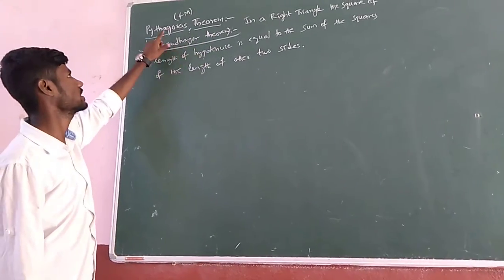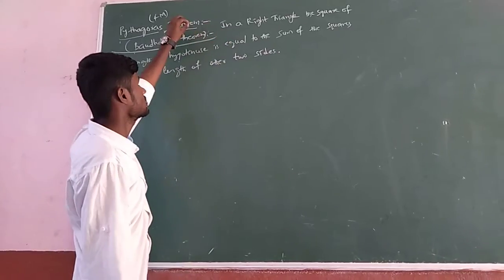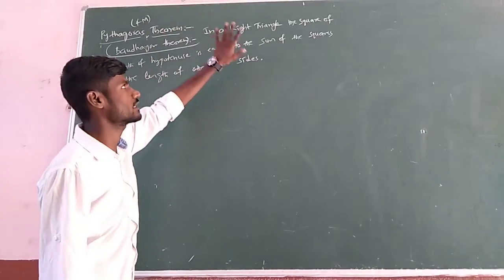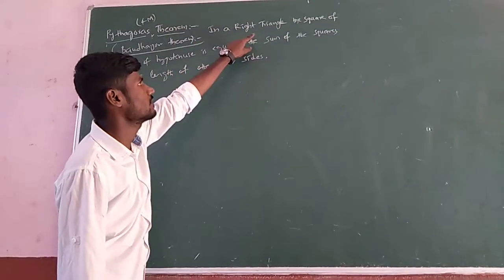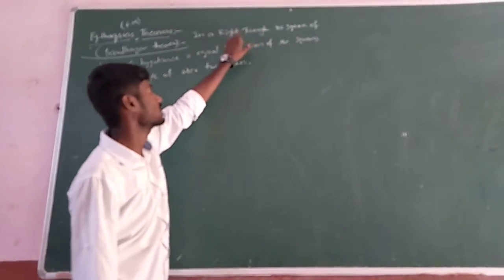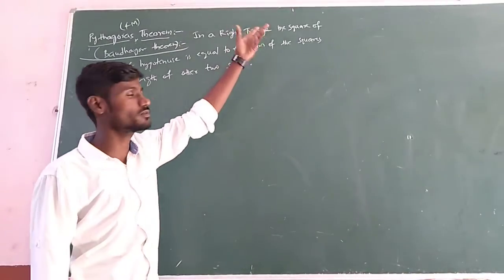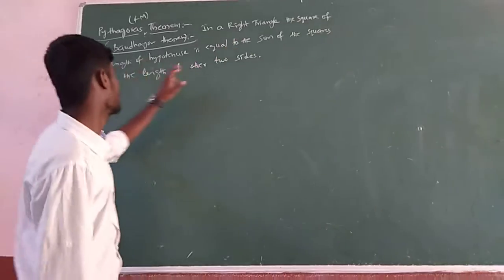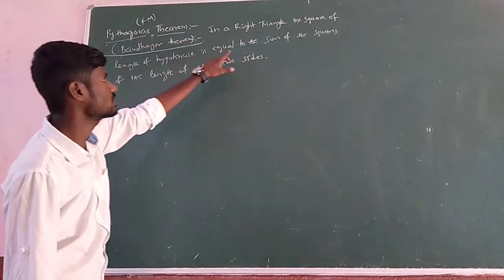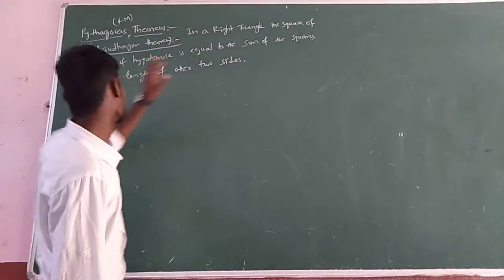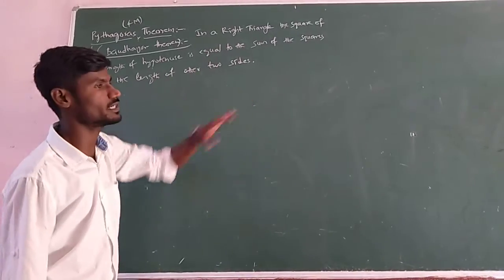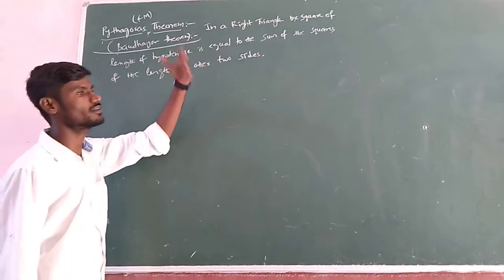What does that mean? Pythagoras theorem statement. Generally this theorem is applicable in a right angle triangle. In a right triangle, we have the hypotenuse and two other sides. The square of the length of the hypotenuse is equal to the sum of the squares of the lengths of the other two sides.